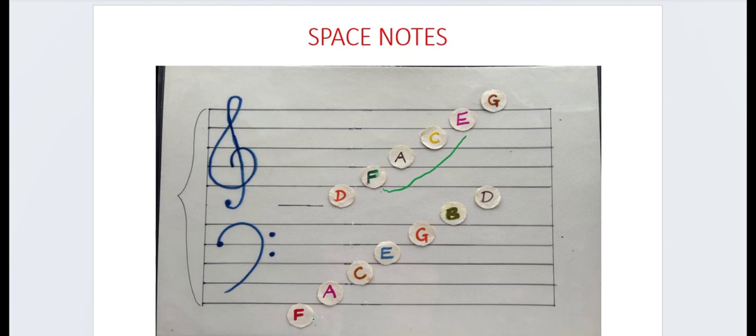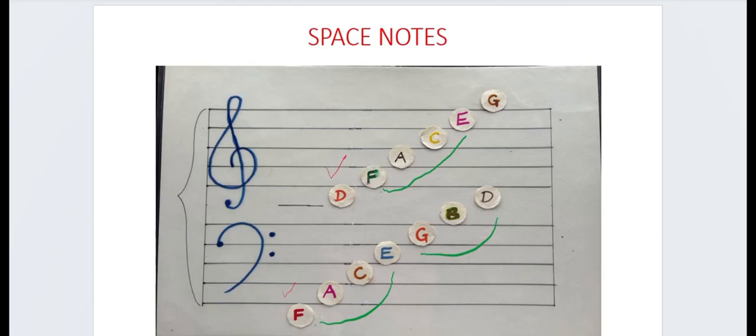If you look carefully, FACE starts in the bass below the stave, whereas in the treble, FACE is in the middle four spaces. If you can memorize this pattern, then you should be able to find any space notes. But do remember the first space note: F in the bass and D in the treble.